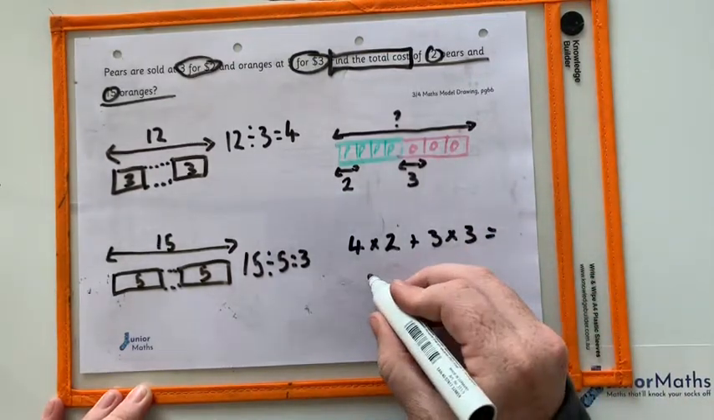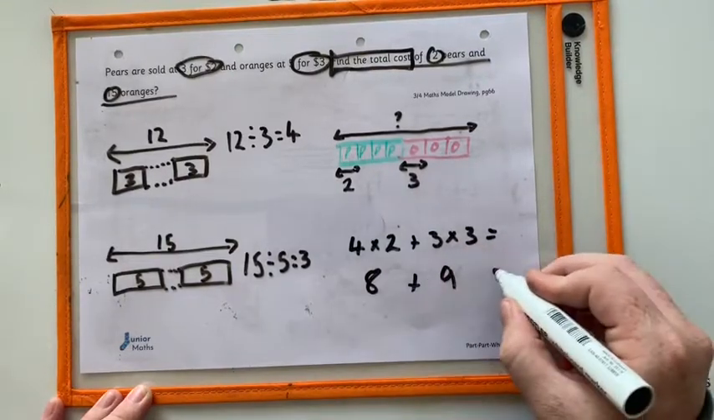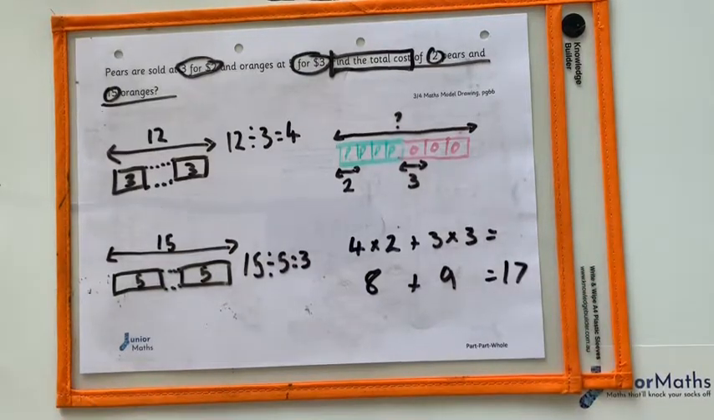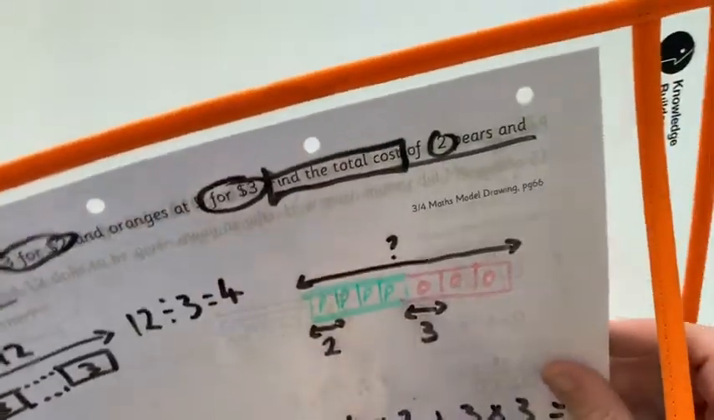4 times 2 is 8. 3 times 3 is 9. 8 plus 9 is 17. So to buy 12 pears and 15 oranges at those prices would cost $17. Let's have a look at another one.